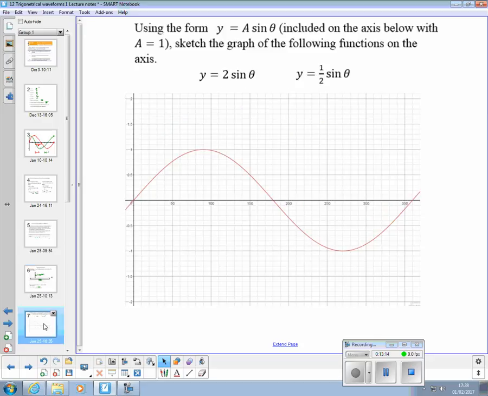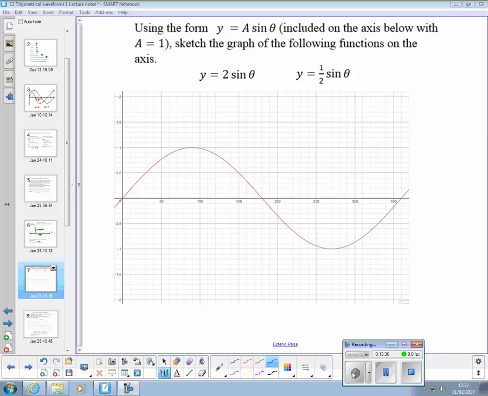So, using the form y equals a sine theta, and that graph is included on the axis below, with a equal to 1, sketch the graph of the following functions. y equals 2 sine theta, and y equals half sine theta.